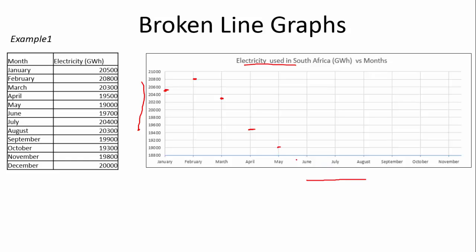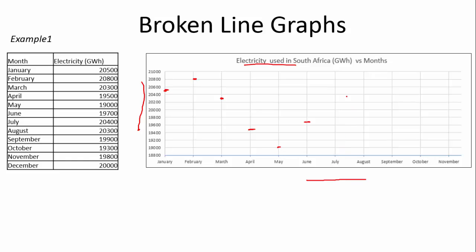June will be 19,700, which will be there. Now remember, if you get your ranges wrong, don't be afraid to rub it out. That's why you should always do it in pencil to start with and redraw the axes.